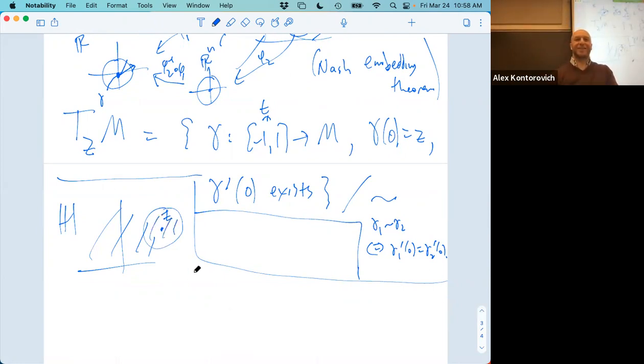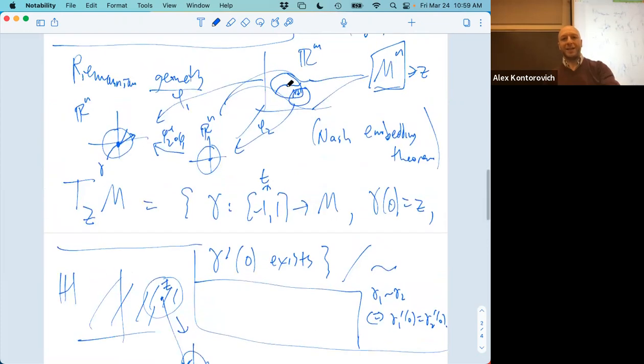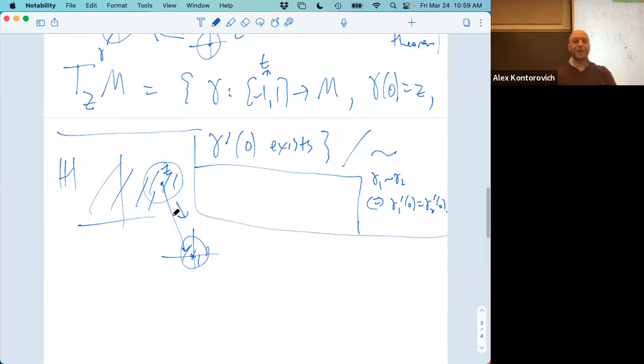So what's my chart here? I said it has to go to 0. So what's my map from some ball around Z in the upper half plane? I just subtract Z, and I get to the origin. Right. So the charts are trivial, basically. I wrote that it's Z in the manifold, but it's the origin here. So now we can think about curves.